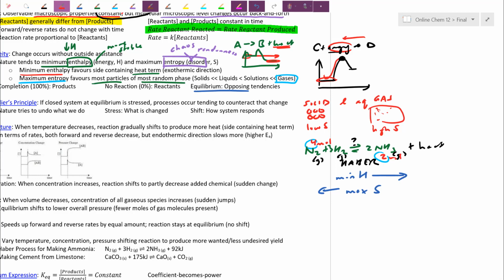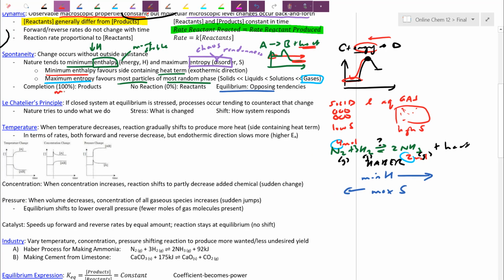You might find a reaction where both of these features, minimum enthalpy and maximum entropy, both point forwards. Well, there's no reason for me to stay on the reactant side. If I am 100% completion going one way, it actually is 0% going in the opposite way. Just be careful every now and then.